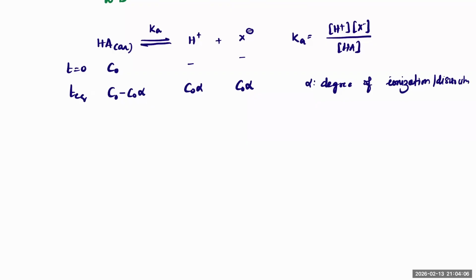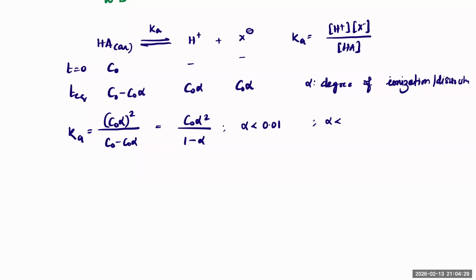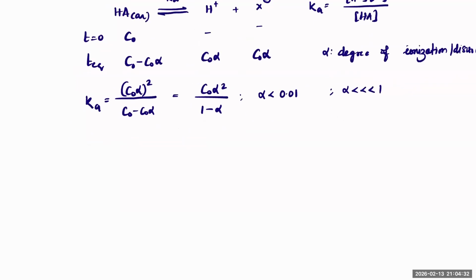So if I write that, I can say that the K value would be equal to C naught alpha whole square by C naught minus C naught alpha, which makes it C naught alpha square by 1 minus alpha. In most cases, the alpha value will be less than 0.01. So as long as alpha is less than 0.01, alpha can be far less than 1, so we can ignore that. So I can write the Ka value as simply C naught alpha square, ignoring the alpha in the denominator. Hence, alpha can be figured out as root of Ka upon C naught.